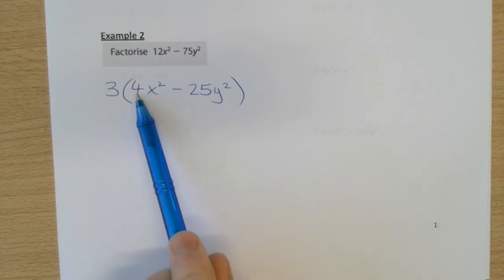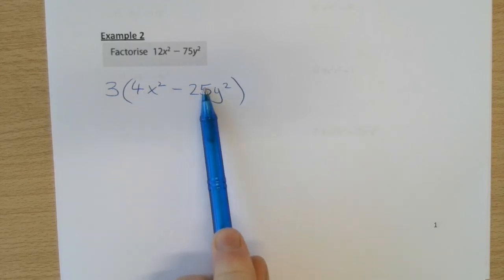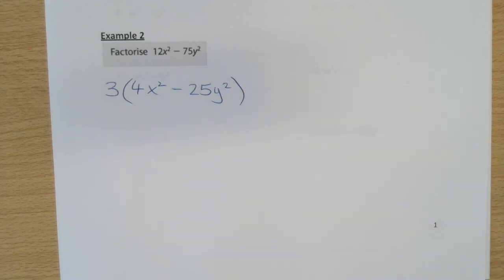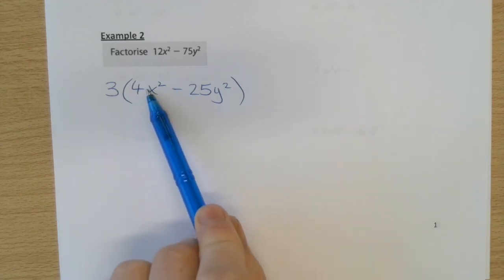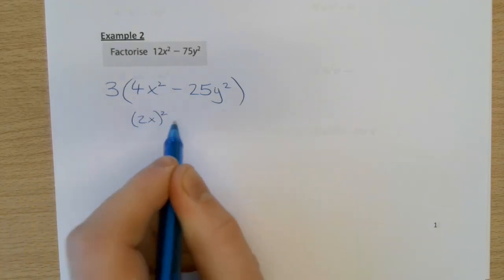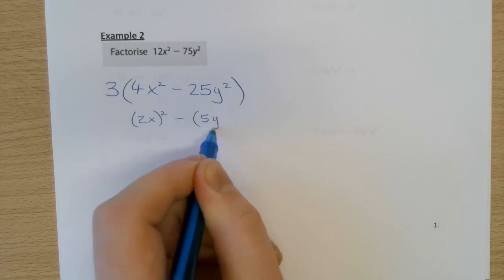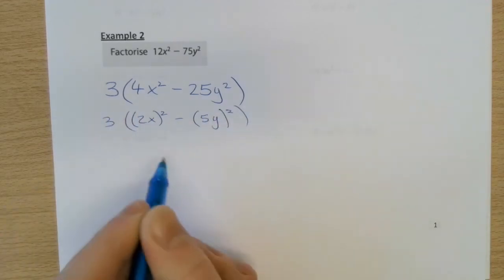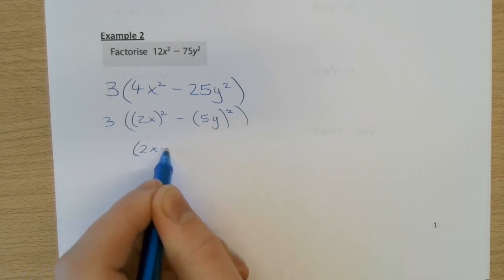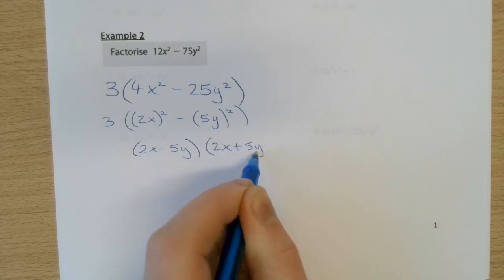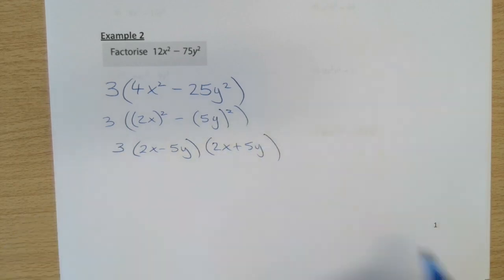So then to finish this question off, we need to do the difference of two squares in the bit in the middle. The reason why it's called the difference of two squares is that there's always a minus sign in the middle. So we need to write this here as a number to be squared, so it's going to be (2x) squared minus (5y) squared, and we need to keep our 3 out here. And then the last step was (2x minus 5y)(2x plus 5y). And then again keep your 3 on the outside. So that is that question fully factorized.